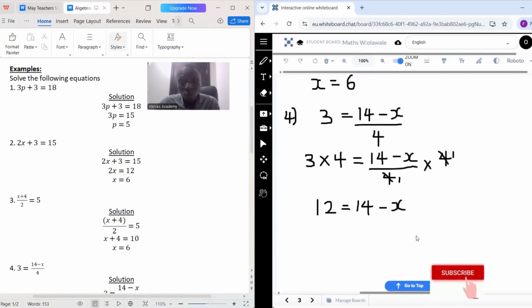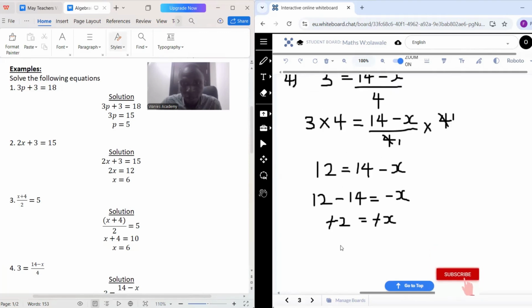We want to make x to be alone on one side of the equation. So we can subtract 14 from both sides. Subtracting 14 from both sides, we're going to have 12 - 14 equals -x, because 14 minus 14 we have taken 14 away from the right hand side of the equation. So 12 minus 14, we're going to have -2, and this will be equal to -x. Of course, we can just multiply both sides by -1 to take off the negative sign there. So we can now have the value of our x to be equal to 2.